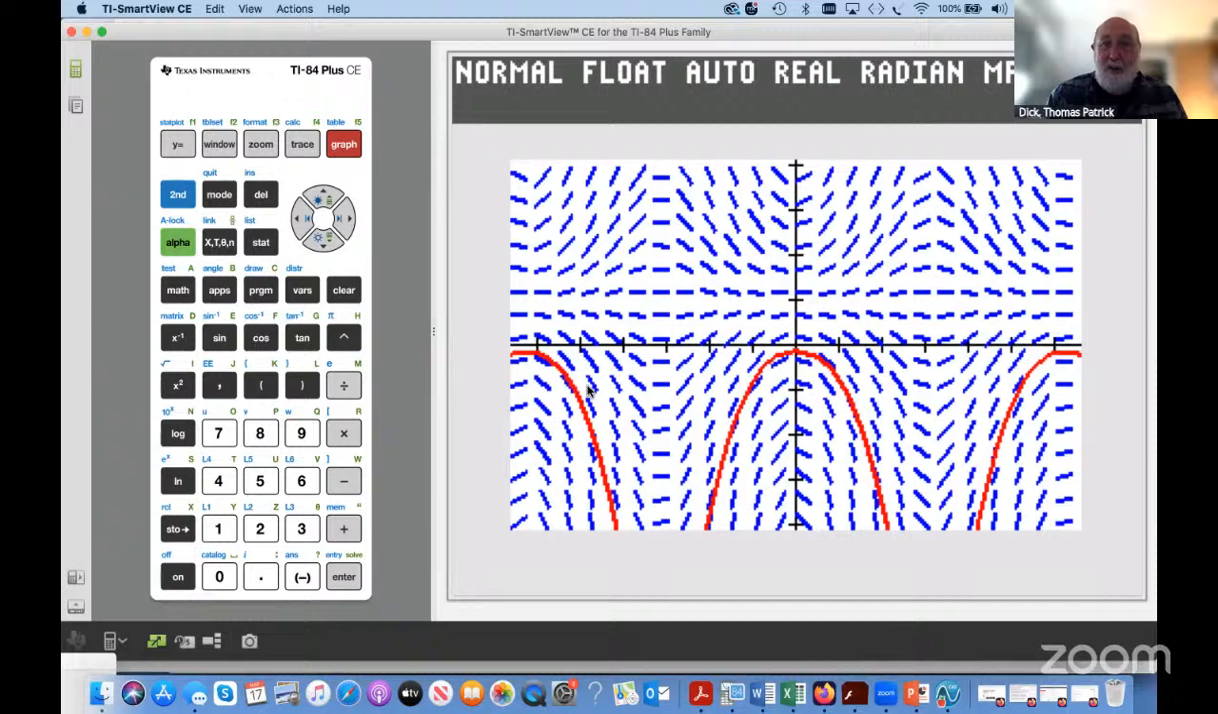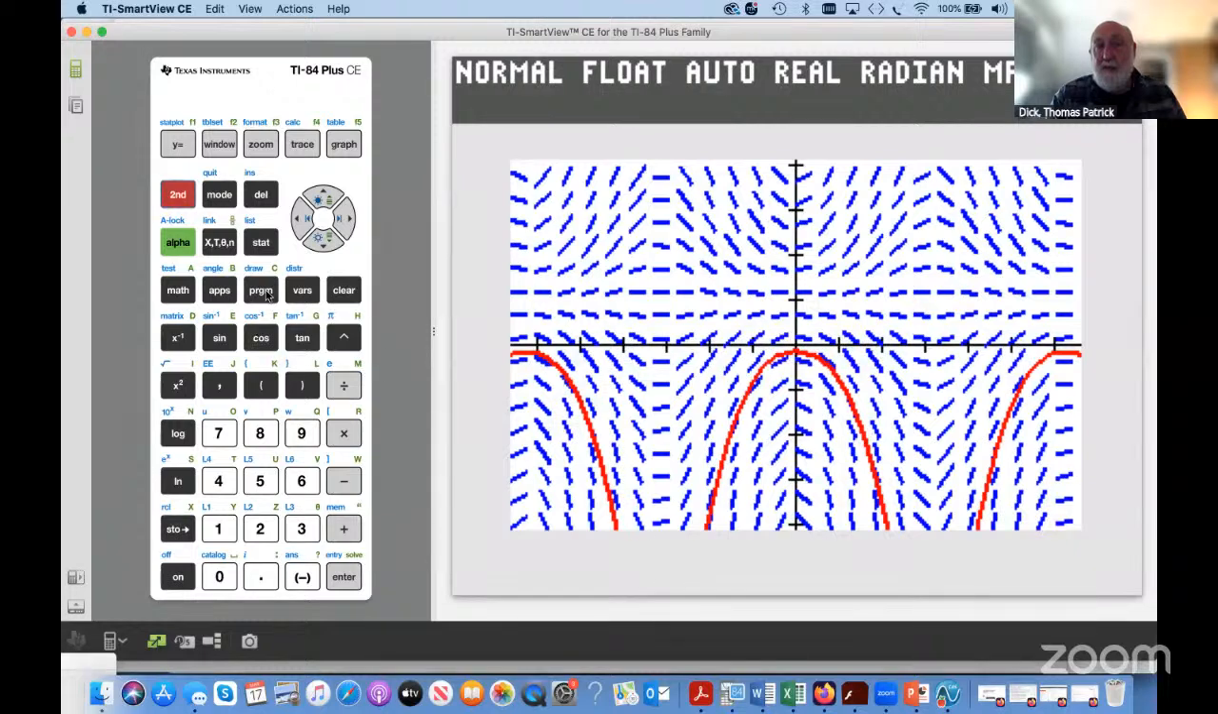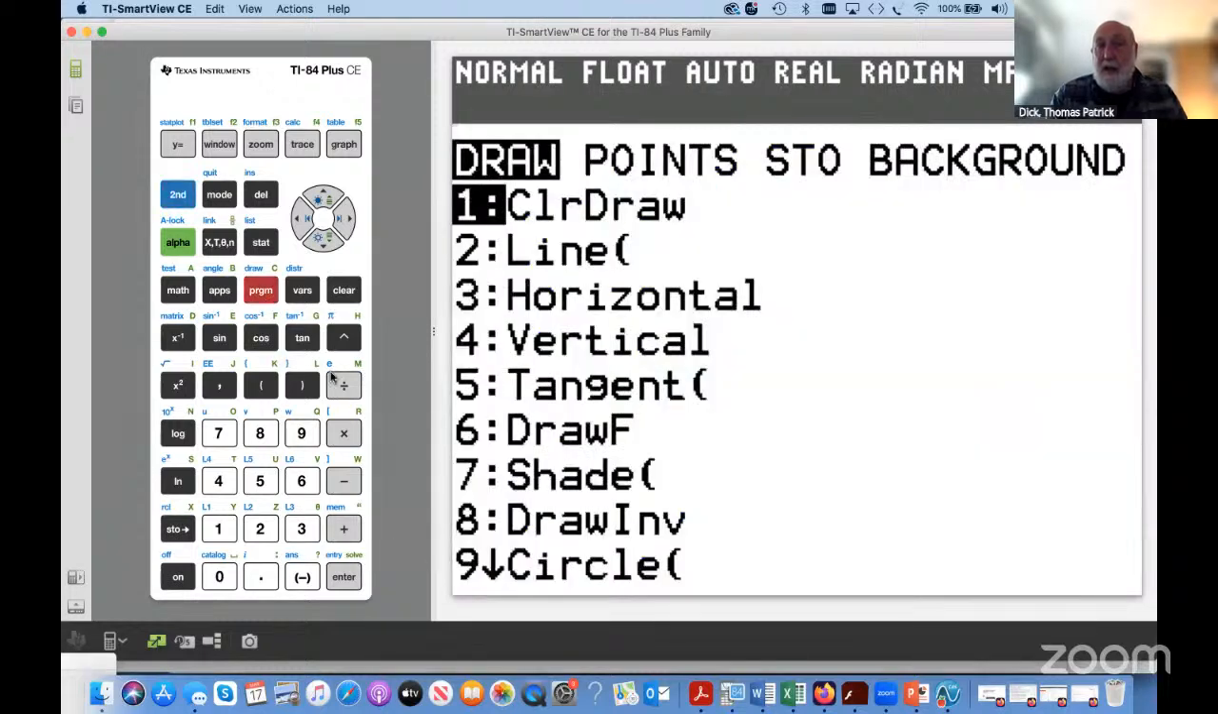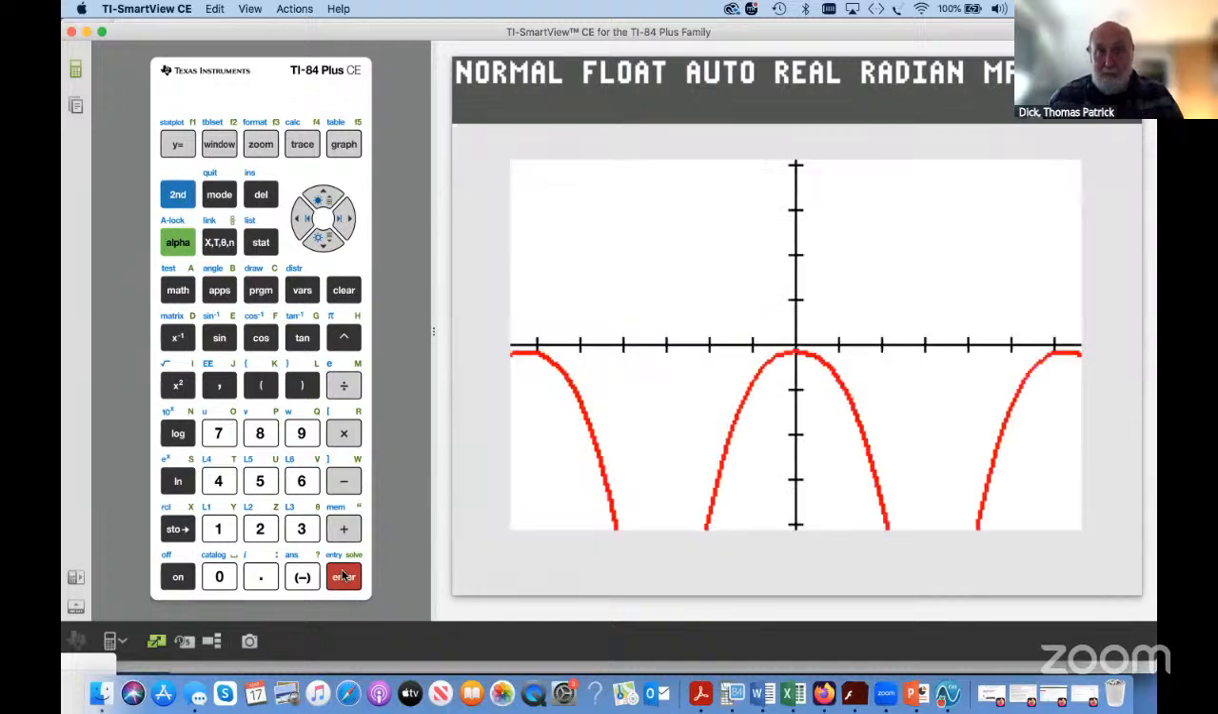One last thing: this program doesn't automatically erase the slope field unless you change your window. If you change your window, it'll erase the slope field. But if you don't want to change your window and just want to clear your screen, go to the draw menu, which is shift of program. That very first thing, clear draw, clears the slope field. And now we just see the solution there.